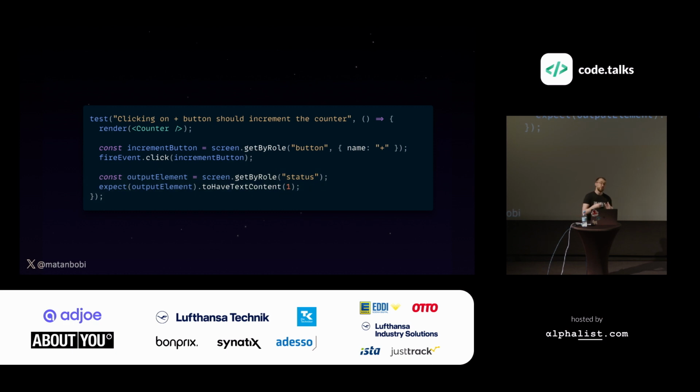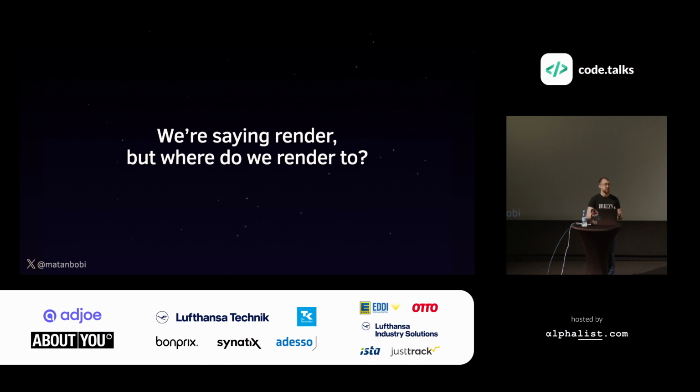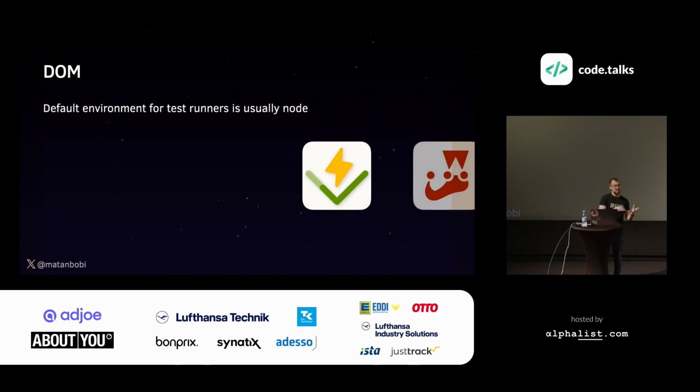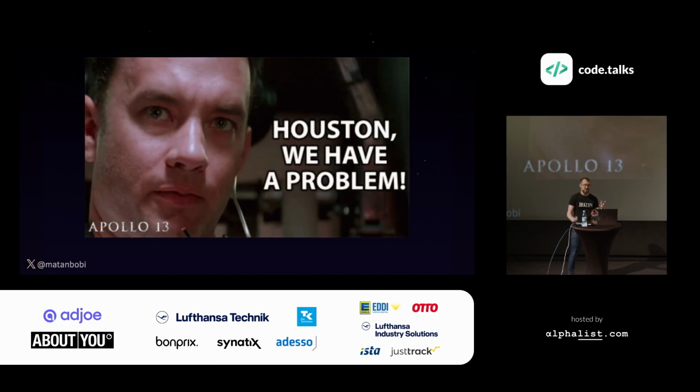And as I said, we're using render, but where do we render to? What does it mean render? Where do we render? So the default environment for test runners is usually Node. And when I'm saying test runners, it can be Vitest or it can be Jest, whatever you decide. I'm not forcing anything. And the problem is Node doesn't have a window object, okay? And since we're UI developers, we need a window. The Node environment only has a global object. The global object doesn't contain all the functionalities that the window object has. And that's probably a problem.